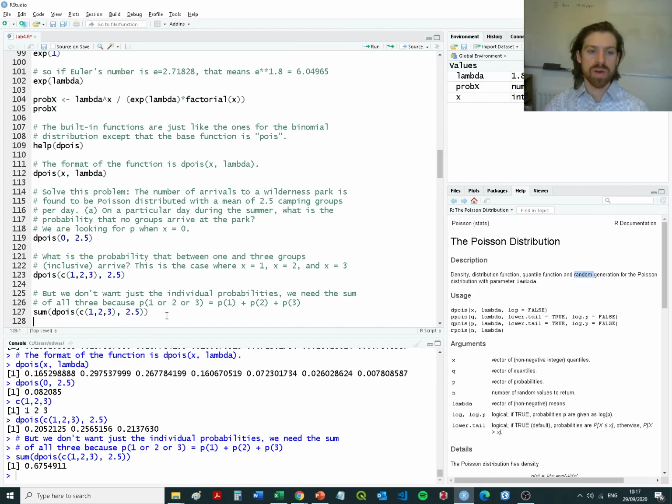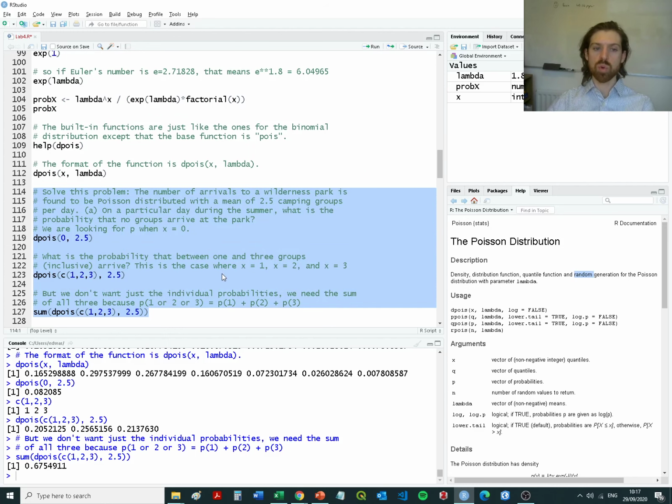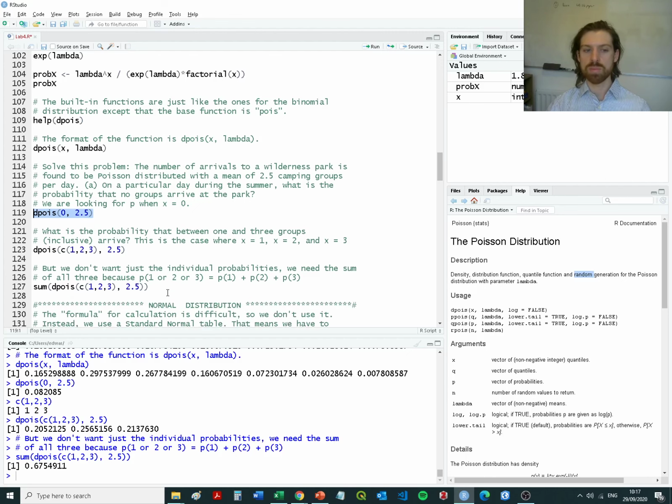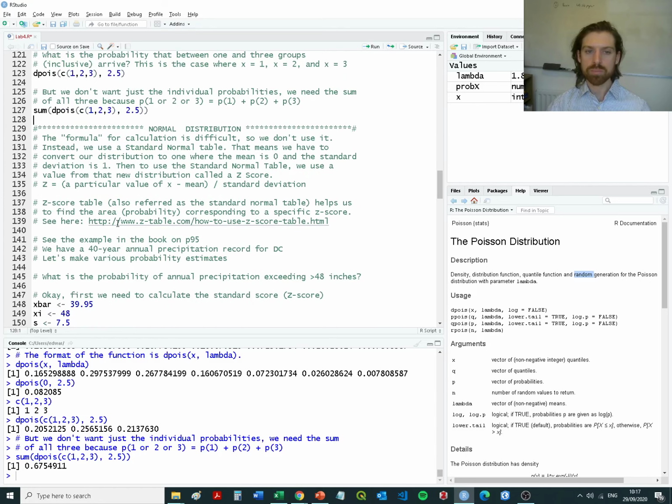Okay, so that provides you with some insight on how to work with the Poisson distribution. I think this is probably an easier distribution to work with than the previous ones. It's easier to calculate, and you don't need as many arguments in order to run the inbuilt function. For example, here, we're generating probabilities just by using two particular arguments.